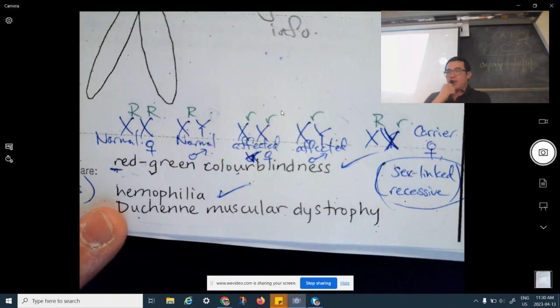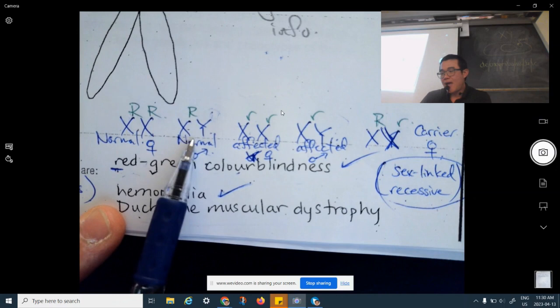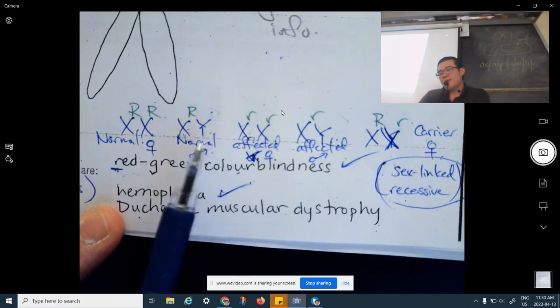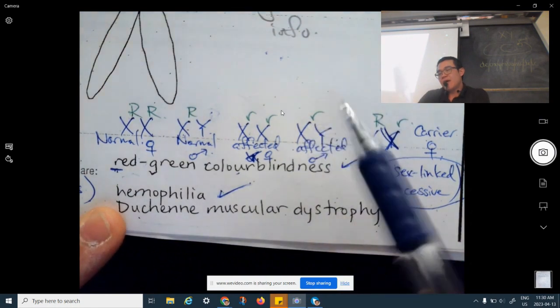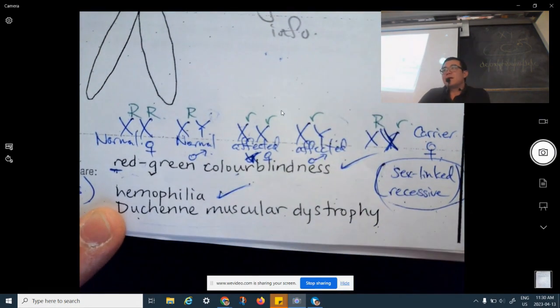Looking at the chromosomes, think about why that would be the case. Yes, we only have one X, so you have a 50-50 chance pretty much. Okay, that's good. Boys have only one X chromosome. If that one X chromosome has the recessive allele, then he's stuck with it.